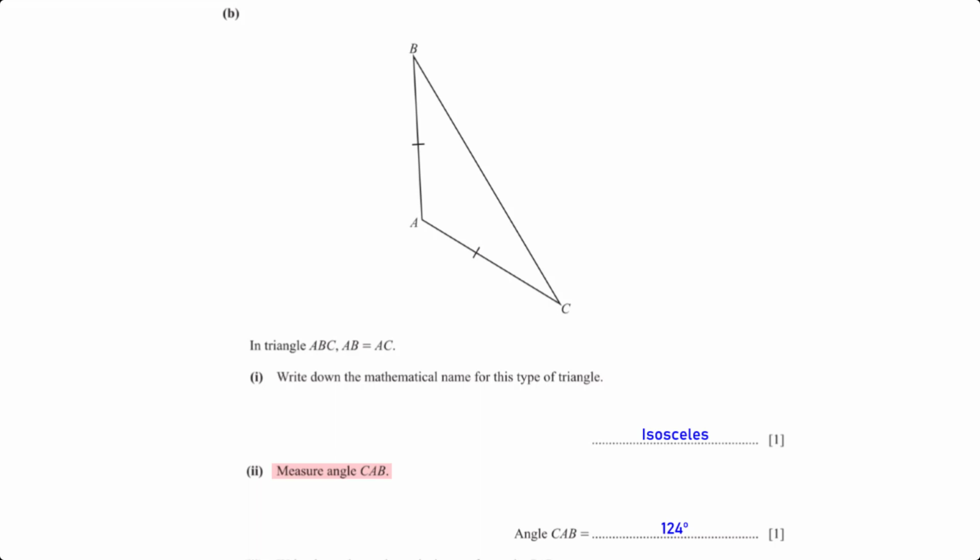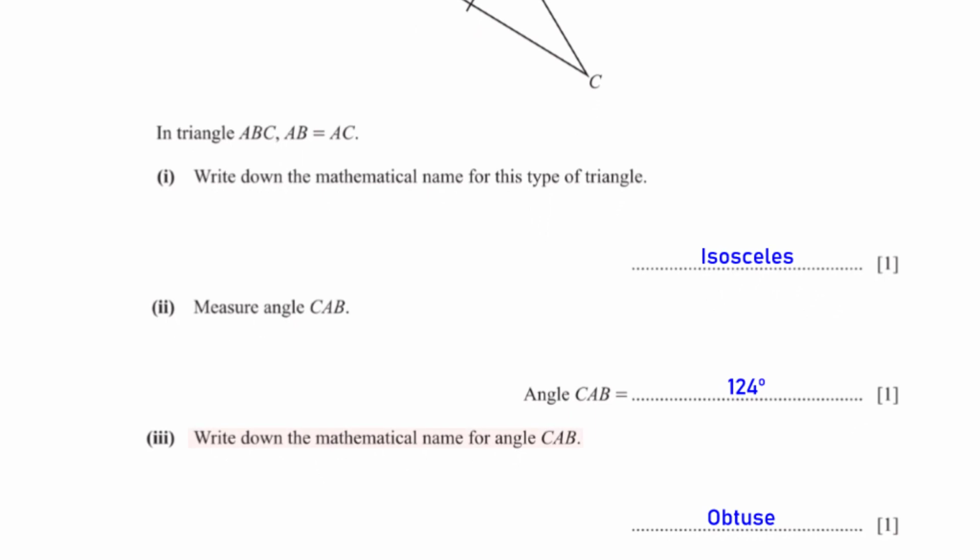Measure angle CAB. Using a protractor, when we measure angle CAB, we get 124 degrees. Write down the mathematical name for angle CAB. Since angle CAB is between 90 degrees and 180 degrees, then it is an obtuse angle.